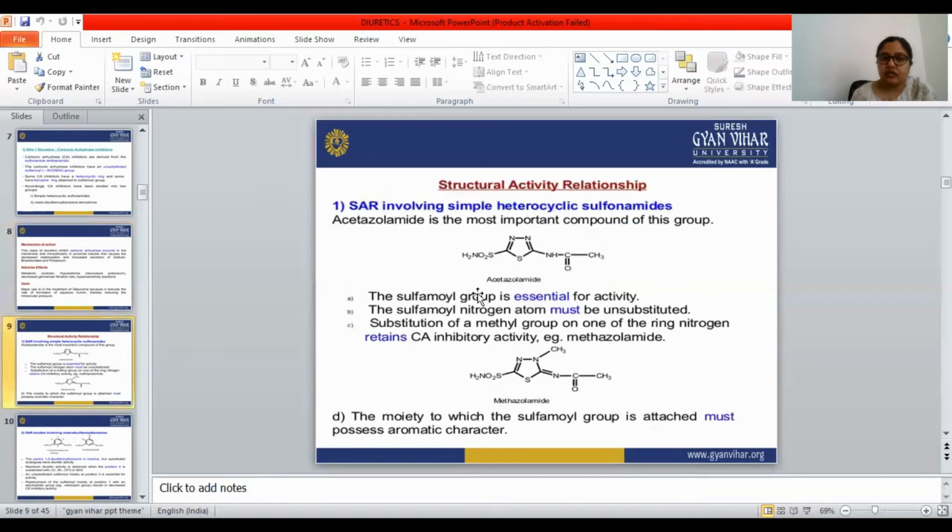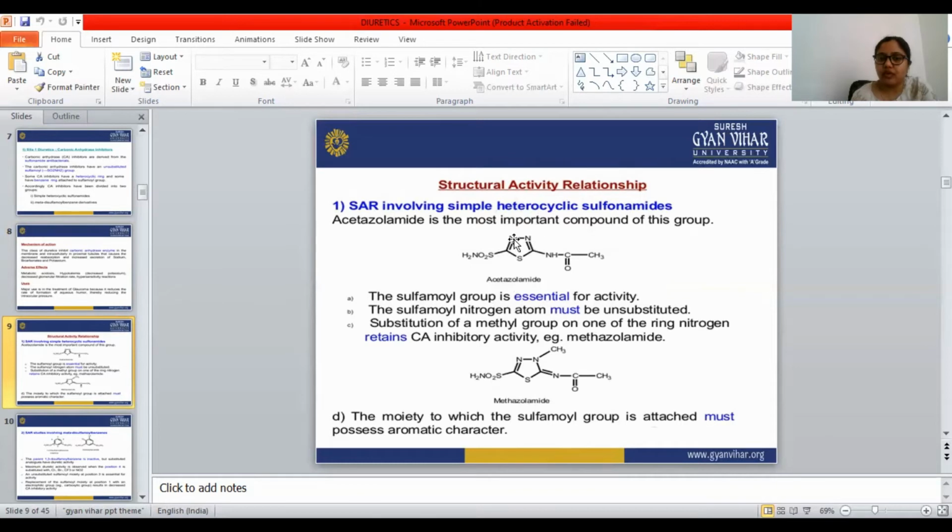Let's see the SAR of the first category. We divided the carbonic anhydrase inhibitors into two groups: the heterocyclic sulfonamides and the benzene sulfonamides. So we are seeing the SAR of the heterocyclic sulfonamides. Acetazolamide is the most important compound of this group, along with methazolamide. So this is the sulfonyl group, NH2SO2.